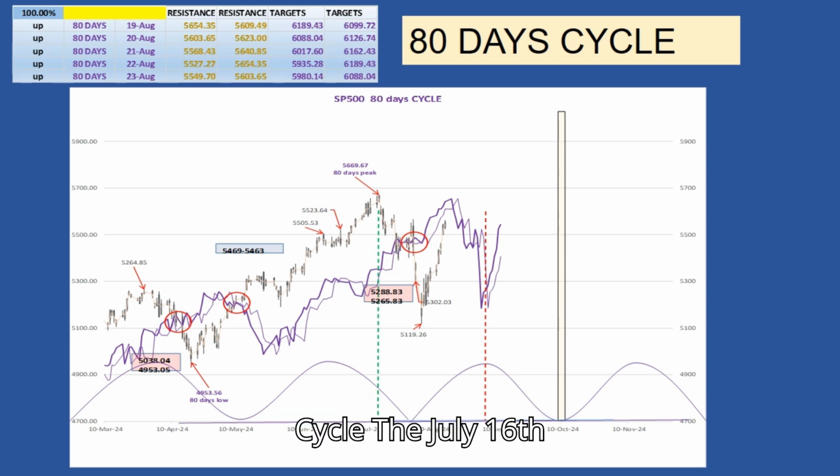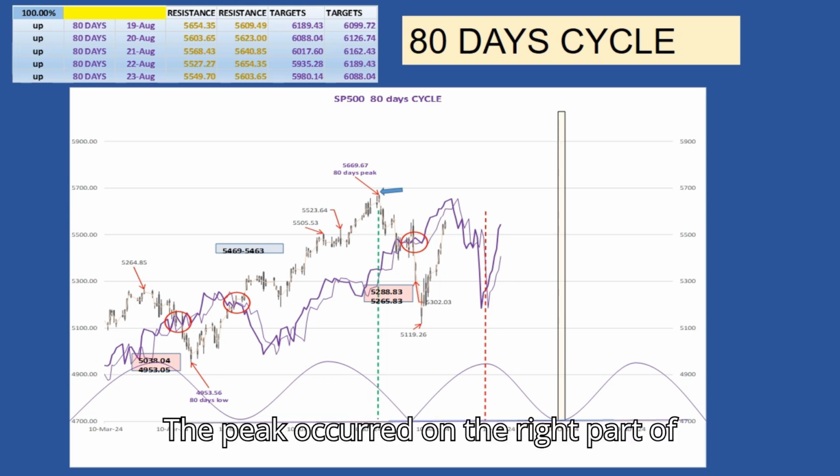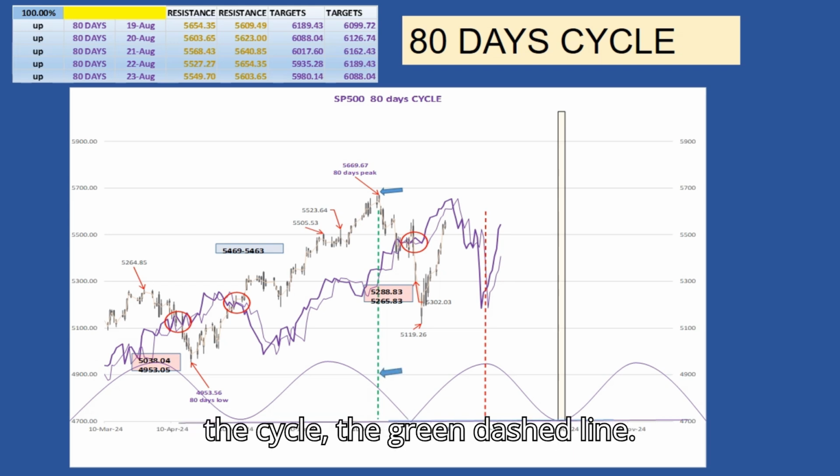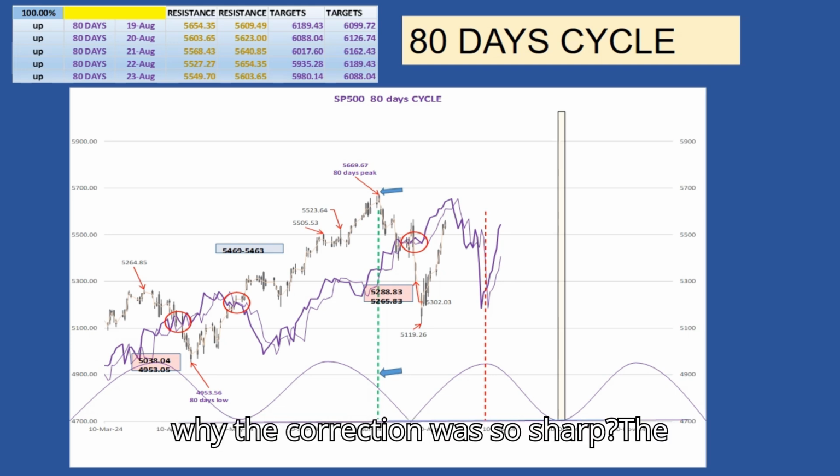The 80-day cycle. The July 16th 5,669.67 high was the last 80-day cycle peak. The peak occurred on the right part of the cycle, the green dashed line. Usually when the peak occurs on the right part, the decline is mild. So why was the correction so sharp?